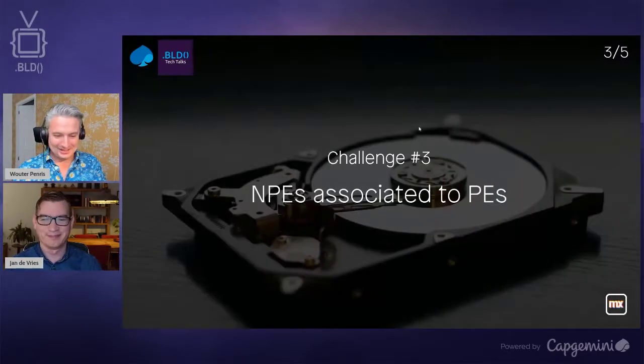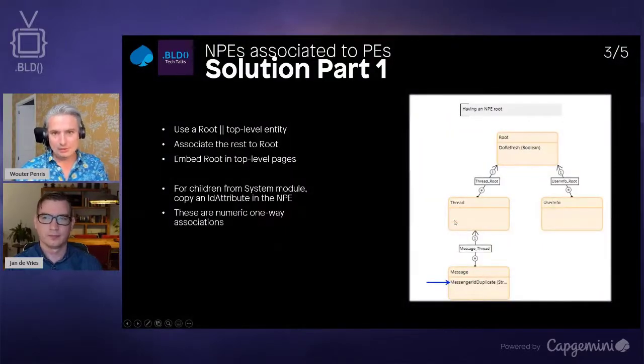So, how do you combat that challenge? Non-persistable entities associated to persistable entities. What I showed at MxWorld is that there are two options. The first is to use a sort of root entity, a root non-persistable entity. You could call it whatever, a nav tracker or a root. Basically, that's an object that you embed in your main page. As you travel down any of the associations, you will always have access to that root. Likewise, you can traverse your entire domain tree or hierarchy.